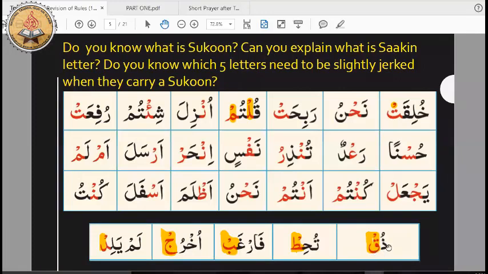So for example, when we have this, you have Dal with a dhamma on top of it, and that is followed by a Qaf with a sukoon. And we know that Qaf is one of those 5 letters of the qalqala rule. So when we join the Dal to the Qaf, we join it with a bit of a jerk sound. So we say Dhuq, Dhuq. Okay? So instead of stopping the sound, I'm resting my sound on the Qaf and then bouncing it off a little. So I would say Dhuq. That is the correct way of saying it.